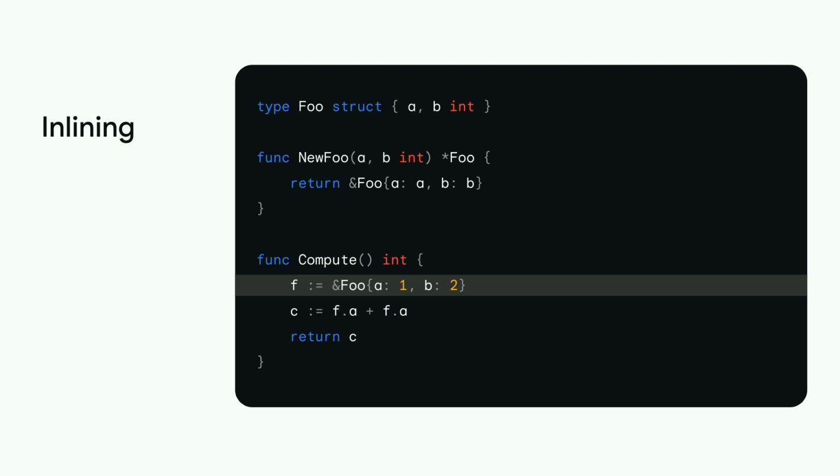But this is where inlining can come in to help us out. If the compiler inlines the call to new foo into compute, it can once again allocate the object on the stack and eliminate the heap allocation. And it turns out that because stack allocation is so much faster than heap allocation, eliminating heap allocations is really one of the most impactful effects that inlining can have on an application.